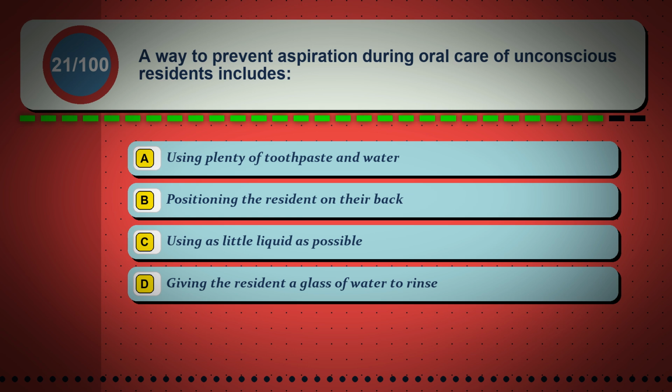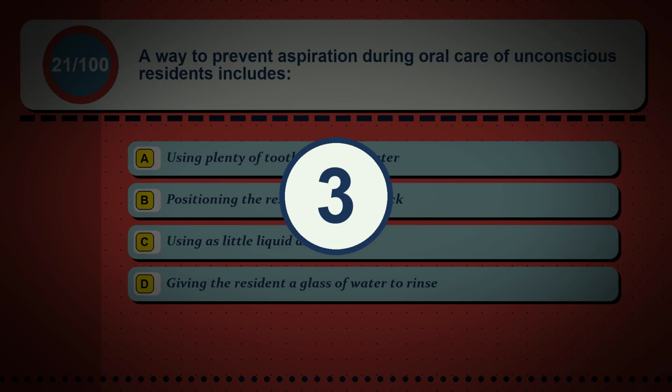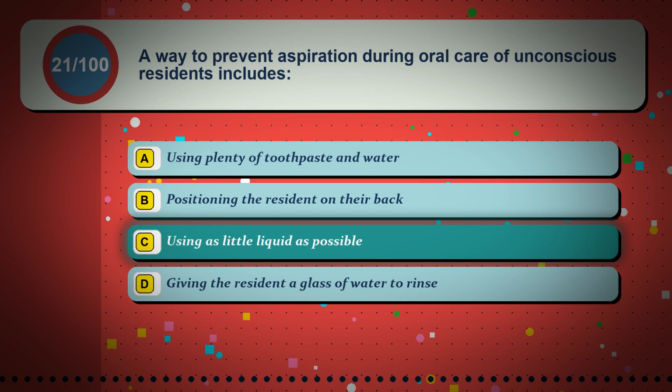Question 21. A way to prevent aspiration during oral care of unconscious residents includes: Option A, using plenty of toothpaste and water. Option B, positioning the resident on their back. Option C, using as little liquid as possible. Option D, giving the resident a glass of water to rinse. The correct answer is option C, using as little liquid as possible.